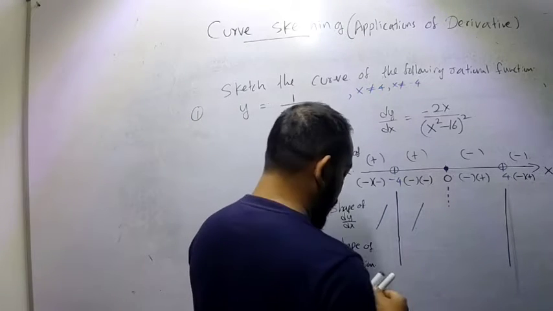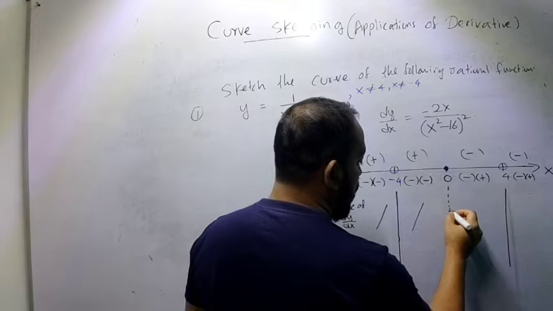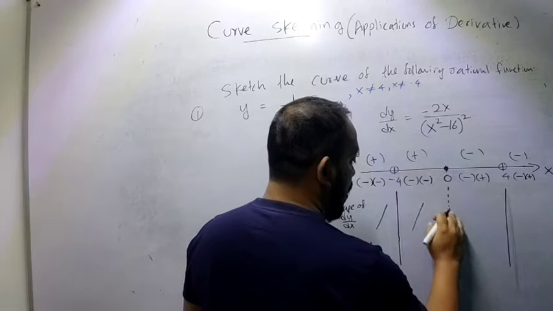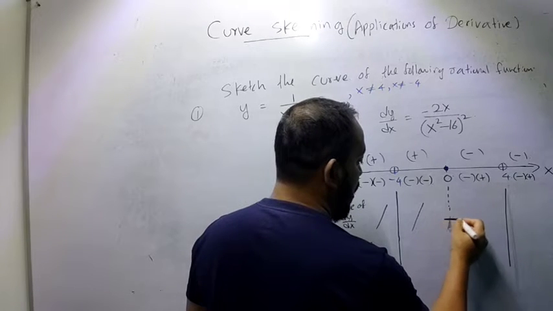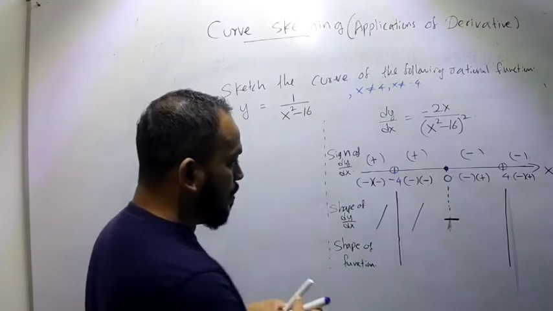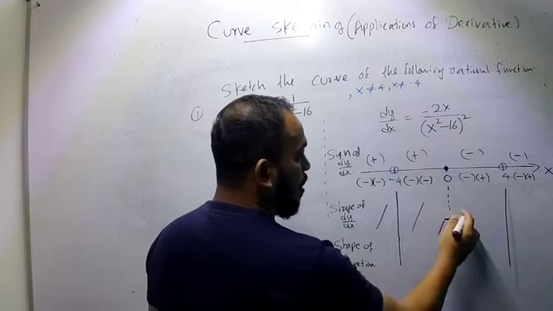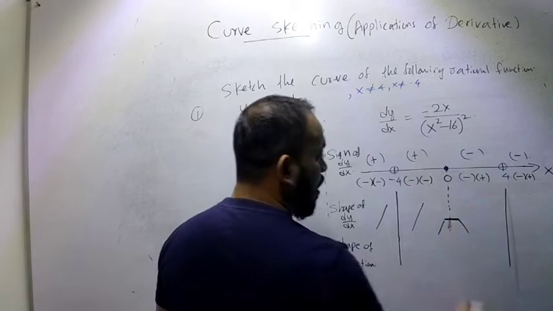Okay. Here what we have at x equals 0, you know that your dy by dx is 0, so it should be like this. Okay, then on this side it is positive, so a line like this. On this side it is negative, some line like this.